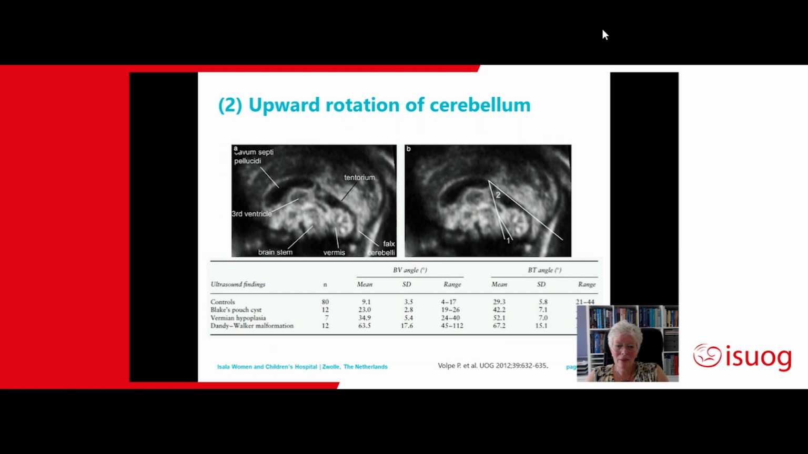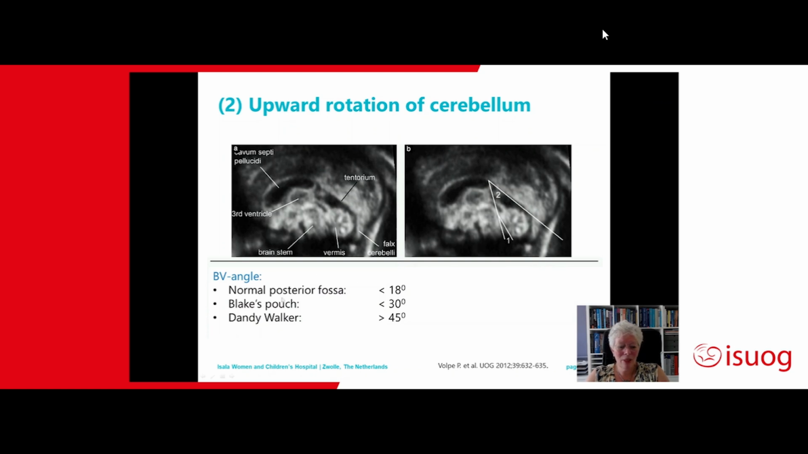Second, we can look at the upward rotation of the cerebellum, and here our brainstem-vermis angle can help us. You can also look at the angle between the brainstem and the tentorium, but there's a lot of overlap between the different groups. So the brainstem-vermis angle is easier to use.